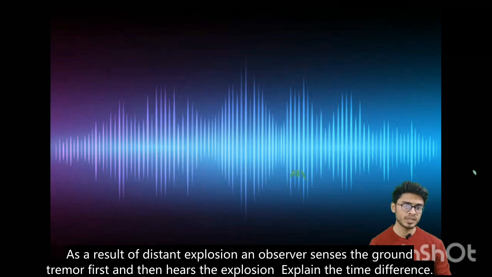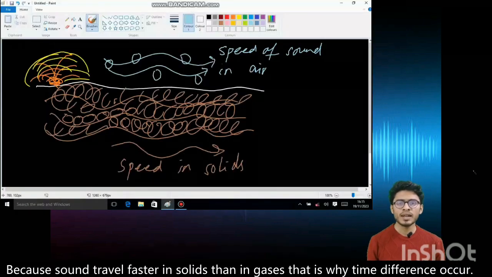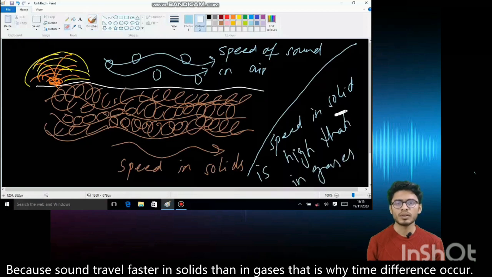As a result of a distant explosion, an observer senses a ground tremor and then hears the explosion. Explain the time difference. Because sound travels faster in solids than in gases, that is why the time difference occurs.